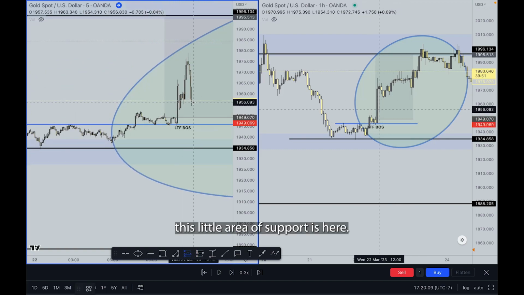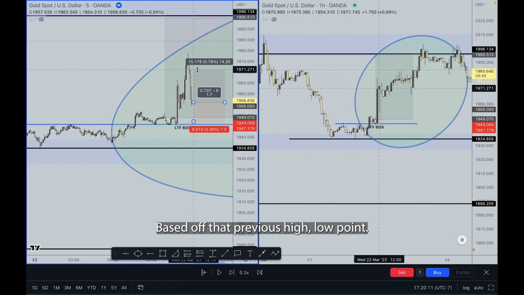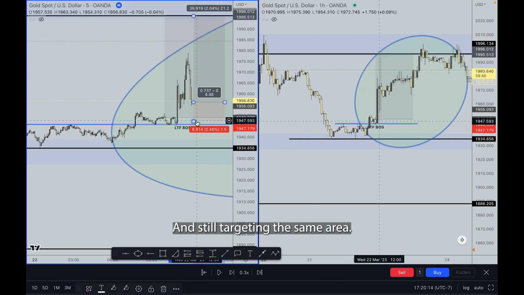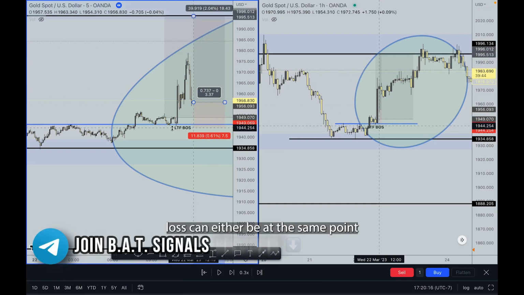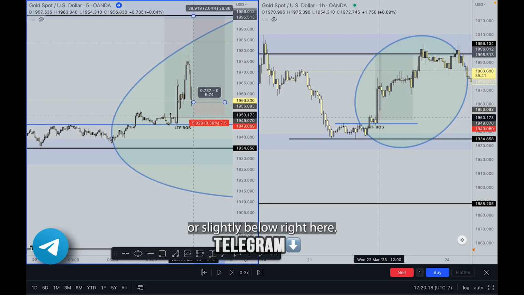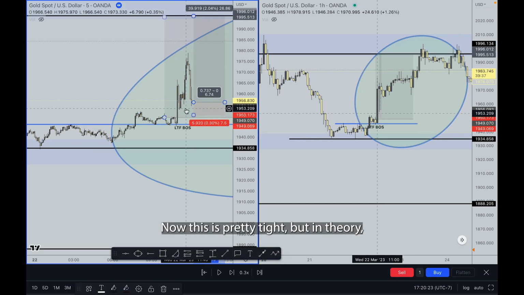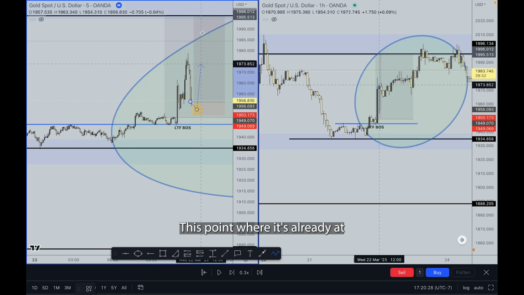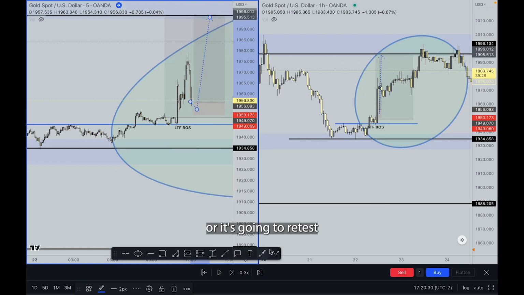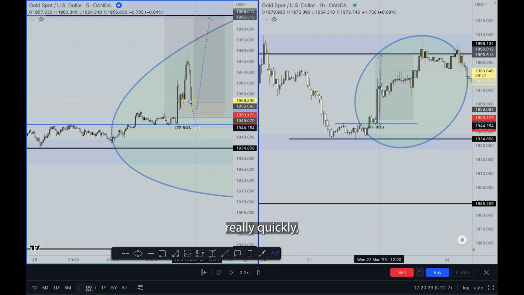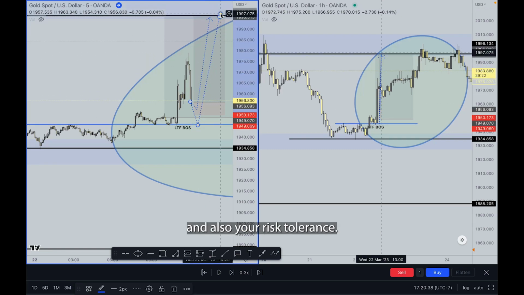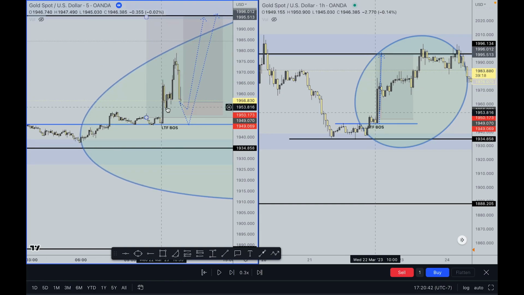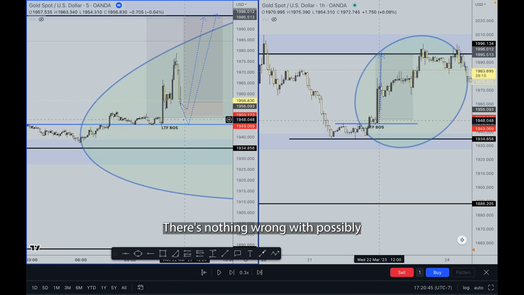So you see that this little area of support is here based off that previous higher low point. You're going to still target the same area. Now your stop loss could either be at the same point or slightly below right here. Now this is pretty tight, but in theory, price needs to continue from either this point where it's already at, or it's going to retest where it broke structure really quickly, just wick right there and then take off, okay? Either one. So it comes down to patience and also your risk tolerance. There's nothing wrong with entering here. There's nothing wrong with possibly waiting for it to come back down and entering there.